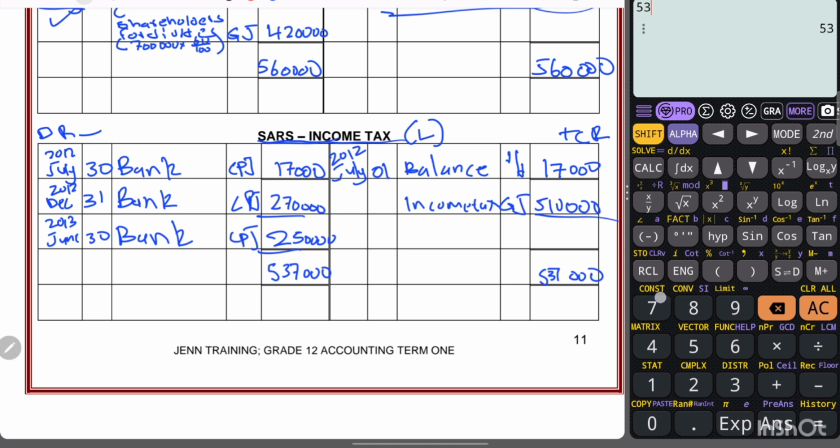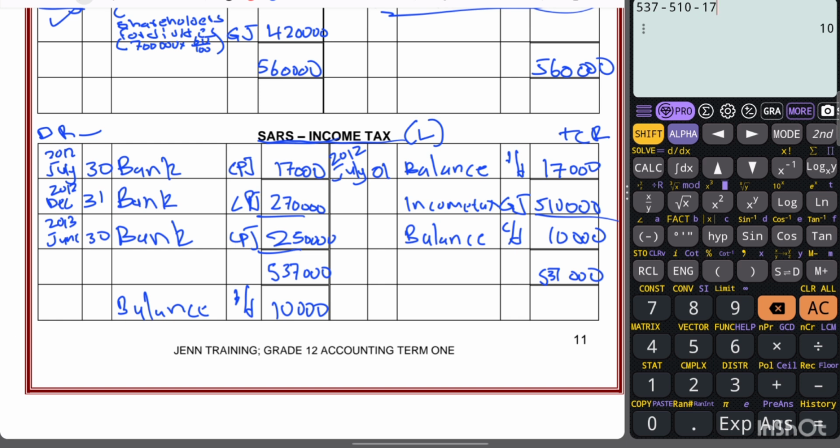Now how do you balance it off? Minus 510 minus 17,000. It's gonna be balance now. Balance what? Balance carried down. How much is 10,000? Then you're gonna transfer this balance here. It's gonna be now balance brought down. How much is the balance brought down? It's gonna be 10,000. Then we are done with our SARS income tax.